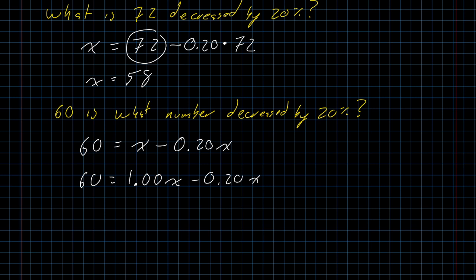When we're subtracting here, x minus 0.20x is going to be 0.80x. Get x by itself by dividing both sides of the equation by 0.8. And my calculator is happy to tell me that 60 divided by 0.8 is 75. All right.